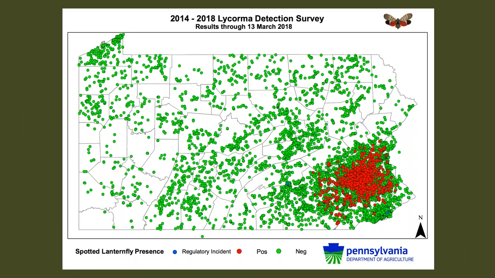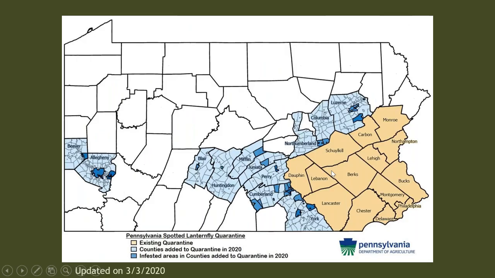This from 2018, this survey map shows you all the different parts of Pennsylvania where they had surveyed for the spotted lanternfly. And keep in mind, this is 4 years after they had first discovered the spotted lanternfly in Pennsylvania. You can see all the positive finds, the red dots around the Philadelphia area. And they've surveyed throughout the state, but at that point in time, they had not found them much beyond the southeast part of the state.